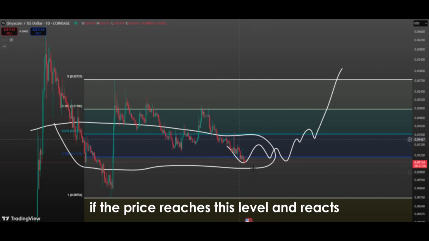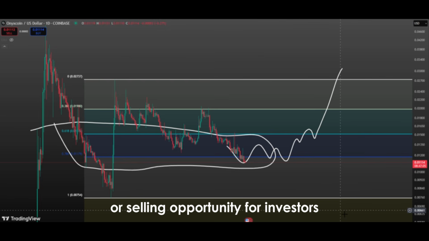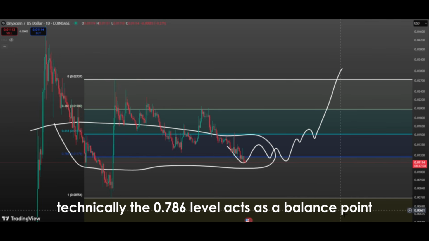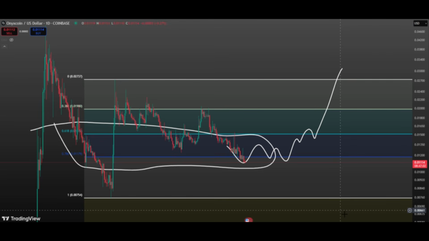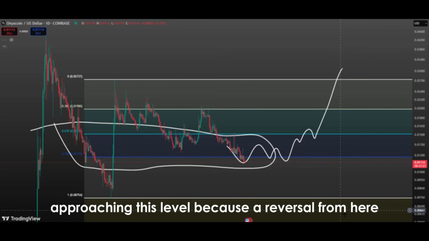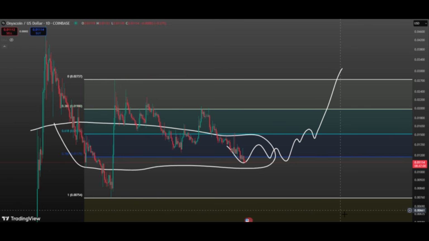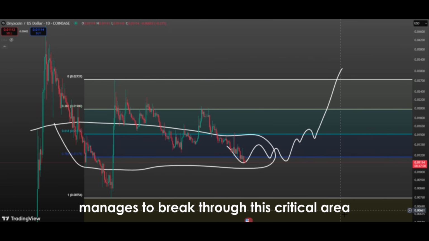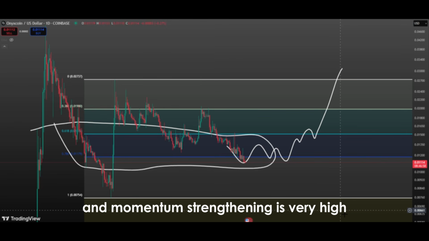If the price reaches this level and reacts, meaning it reverses, this represents a critical buying or selling opportunity for investors and directly affects market psychology. Technically, the 0.786 level acts as a balance point where buyers and sellers make concentrated decisions, and price movements here can be very decisive in determining trend strength and direction. Investors closely monitor the price approaching this level because a reversal from here can signal a short-term pullback or a consolidation phase. Conversely, if the price manages to break through this critical area, the probability of the upward trend continuing and momentum strengthening is very high.